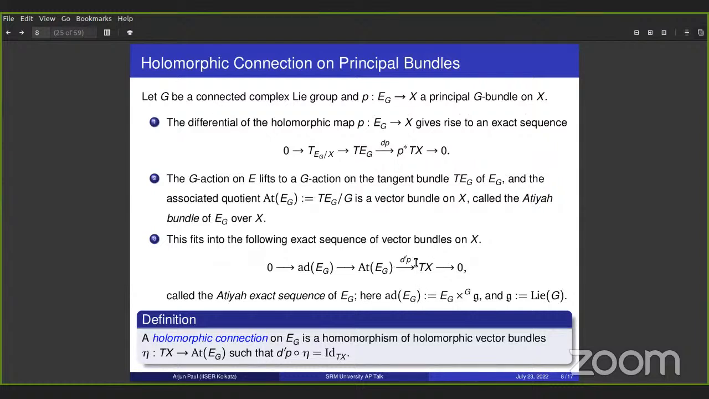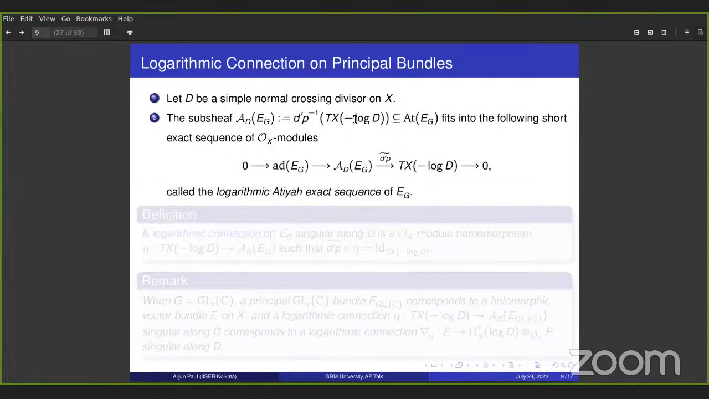And then we take d'P, this surjective homomorphism, and take the pre-image of this subsheaf T_X(-log D). This inverse image is denoted by At_D(E_G), which we call the logarithmic Atiyah bundle of E_G. Its kernel is again the same adjoint bundle, and we get a short exact sequence of vector bundles: 0 to the adjoint bundle of E_G to At_D(E_G) to T_X(-log D). This is called the logarithmic Atiyah exact sequence of E_G. This is the appropriate modification of that previous exact sequence.